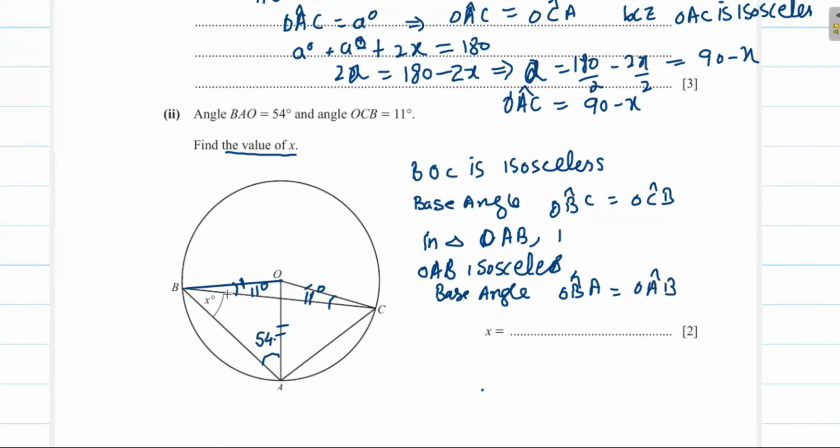These two angles will be equal. We can write it as x plus 11 equal to 54 degrees. And this value x will be equal to 43 degrees. And this is the answer.